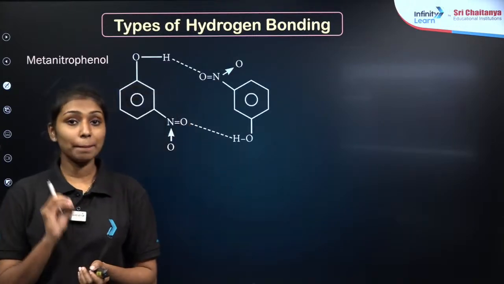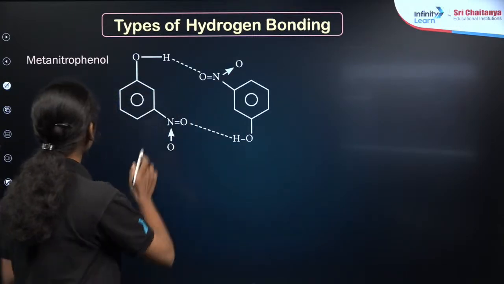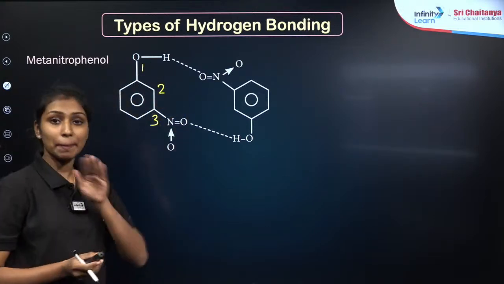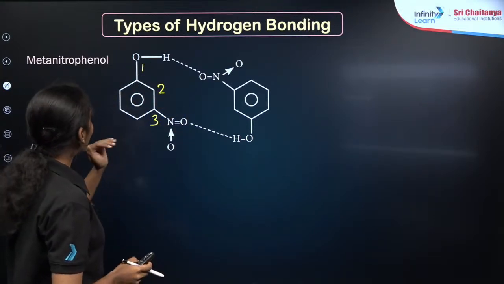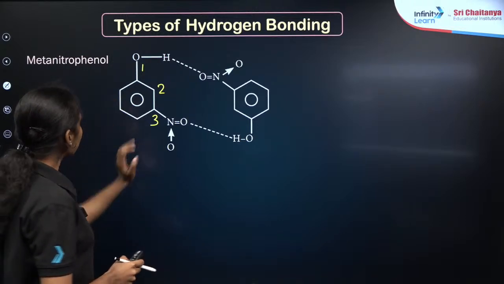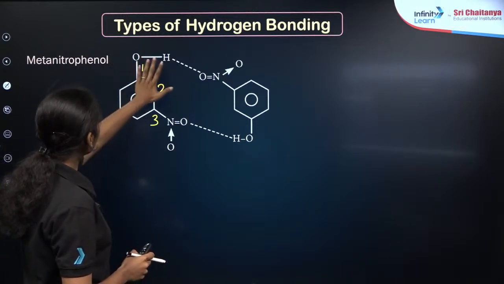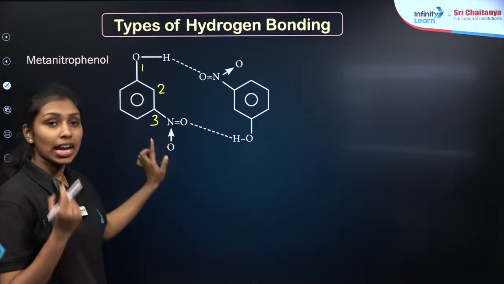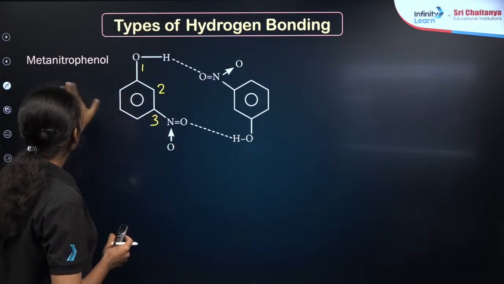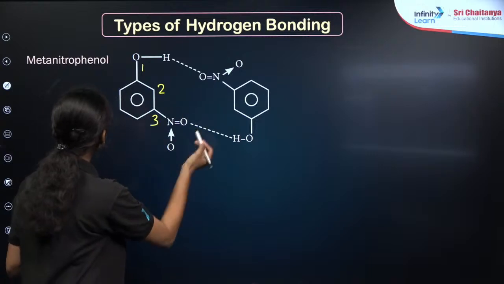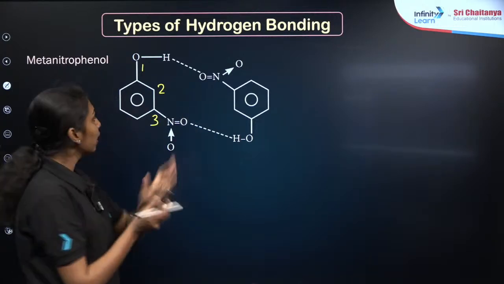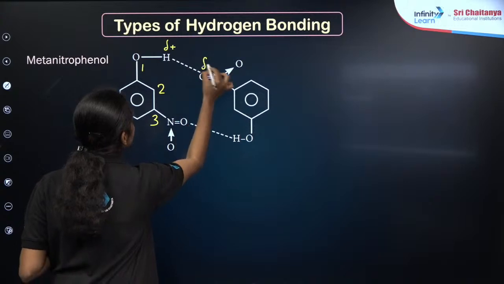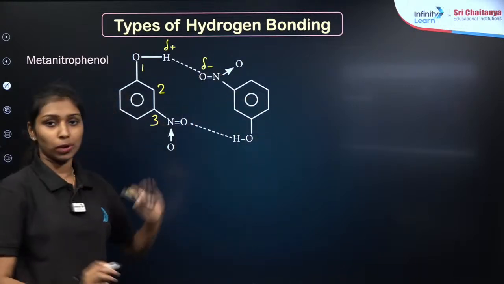The next example is metanitrophenol. 1, 2, 3, right? The 1, 3 position is known as the meta position. I hope you are aware of these positions: ortho, meta, para. Here in the first position it has the OH group, therefore it is phenol. In the third position it has a nitro group, so it is named metanitrophenol. Whenever two metanitrophenol molecules come together, there will exist hydrogen bonding, that is the intermolecular hydrogen bonding between these molecules.